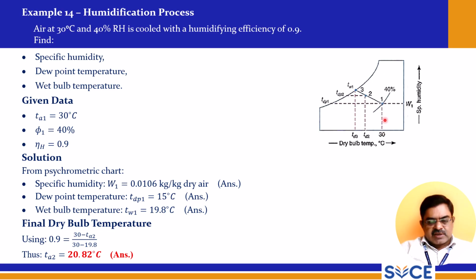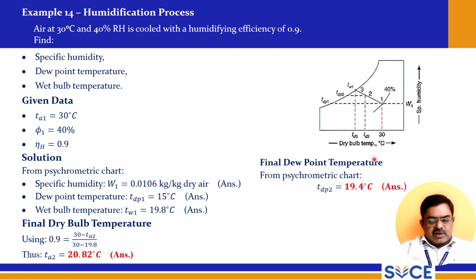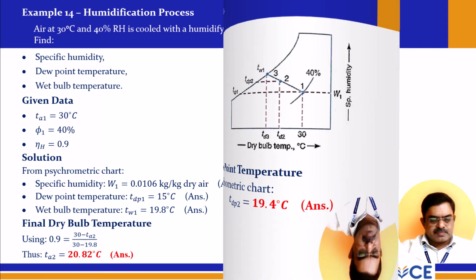This is the psychrometric chart, and this is 30 degrees Celsius TA1, and the corresponding RH is 40%. So from here the TA2 can be found out. Then the dew point TDP2 can be found out from the psychrometric chart. It is 19.4 degrees Celsius.